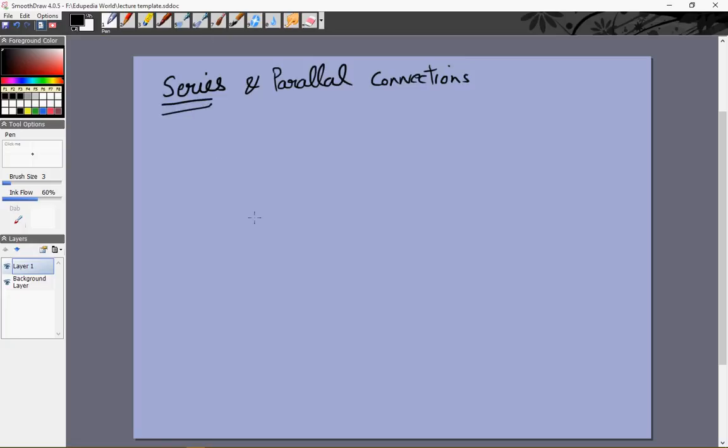In series connections, you have a lot of capacitors which are connected in series. Let's say these are all connected to a battery. These should be flat lines, I apologize for my drawing. But let's say this is the case. Let's say this has a capacitance of C1, this has a capacitance of C2, this has a capacitance of C3. This battery has a potential difference of V.